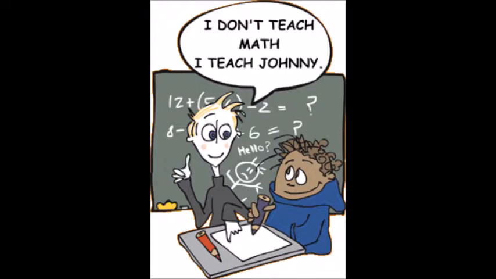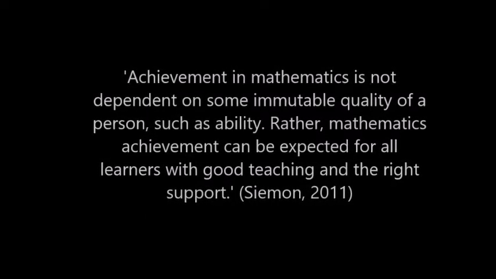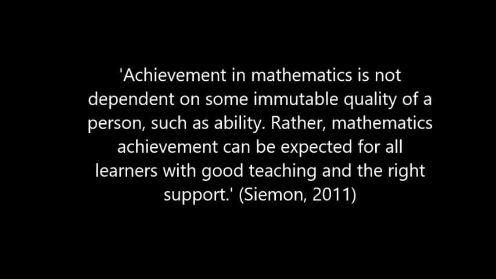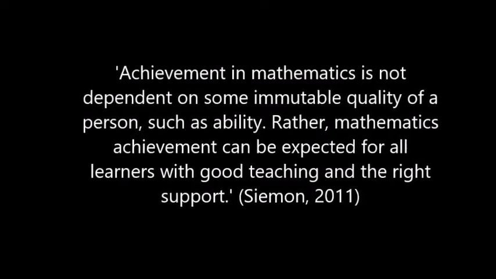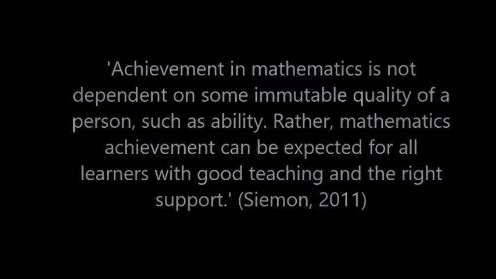There is no reason that all problems have to be solved in the same way. This is another reason there should be a variety of ways to solve problems provided to students, as not all techniques are understood and work for students for the variety of diverse learners that we have. Achievement in mathematics is not dependent on some immutable quality of a person, such as ability. Rather, mathematic achievement can be expected for all learners with good teaching and the right support.